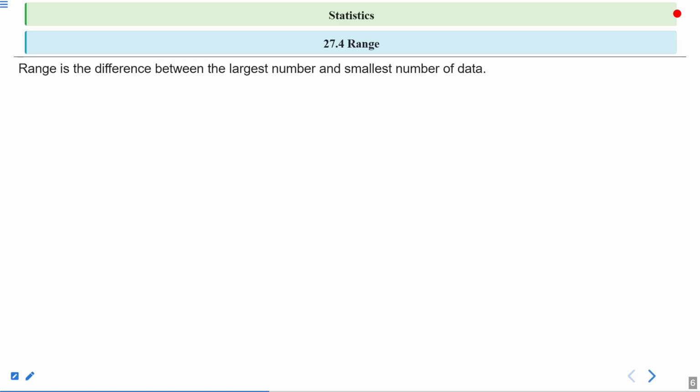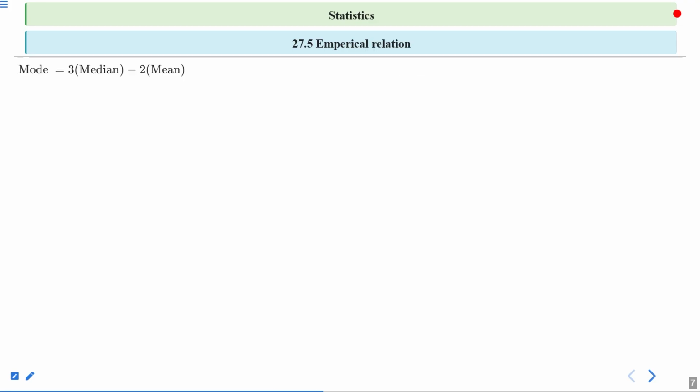Next, range. Range is the difference between the largest number and the smallest number of the data. Mode equals the empirical relation. We know that mode equals 3 times median minus 2 times mean. Then we get the mode, which is called the empirical relation between mean, median, and mode.